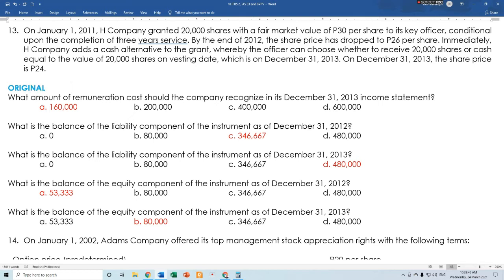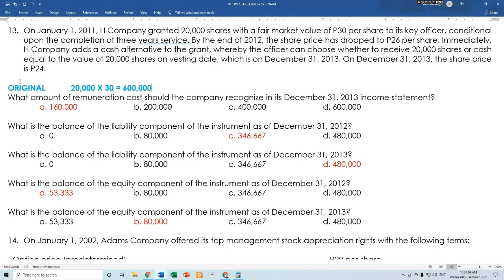Okay, yung original, bibigyan mo siya ng 20,000. At that time, ang fair market value niya ay 30. So, that's going to be equal to 600,000, no? Conditional upon the completion of the 3-year service.